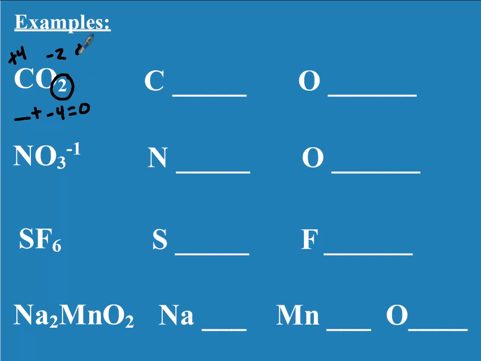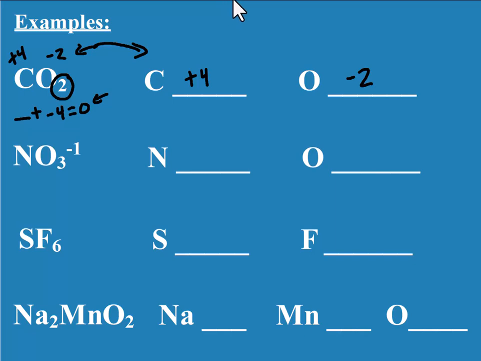I put the individual on top and I put the overall on the bottom because the individual numbers are what's going to go on these blanks over here. So carbon is a +4 and oxygen is a -2. A common mistake is people putting oxygen as a -4 because they use the overall.